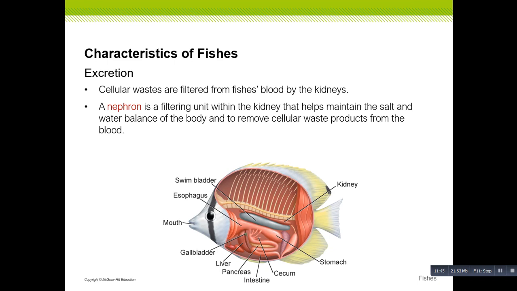Fish also need to help maintain a salt and water balance. They need to have an electrolyte balance. So pet stores will sell this aquarium salt that you put into the aquarium of a freshwater fish, such as a betta fish. So even within our freshwater fish, they have to have this nephron that helps them maintain the electrolyte or the salt and water balance of their body.